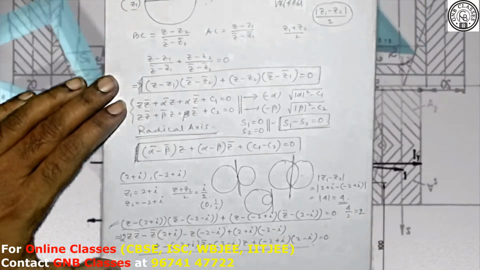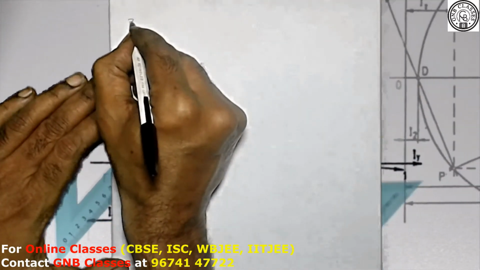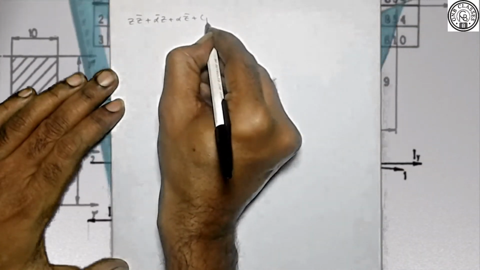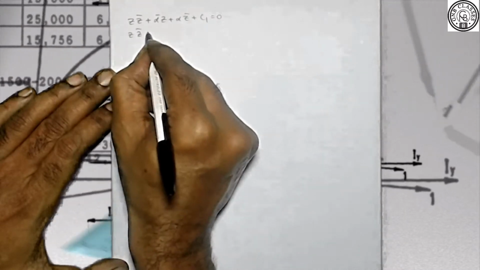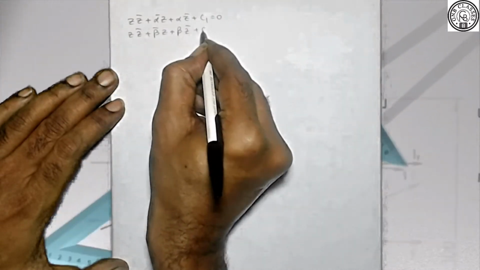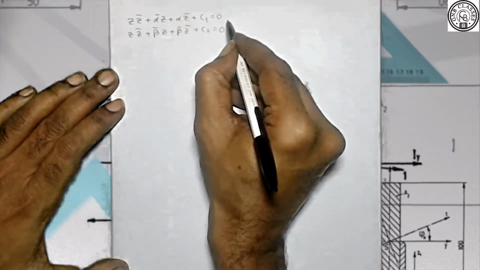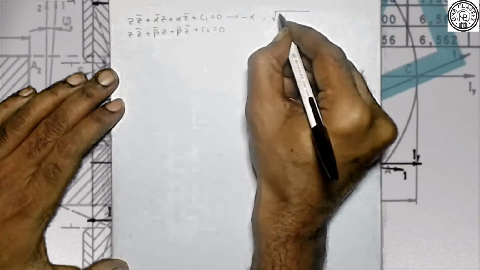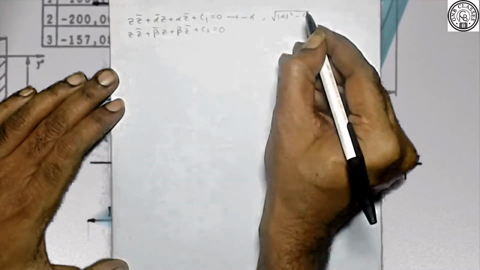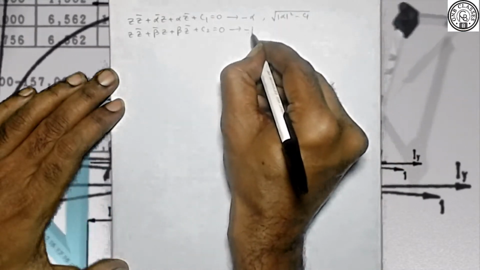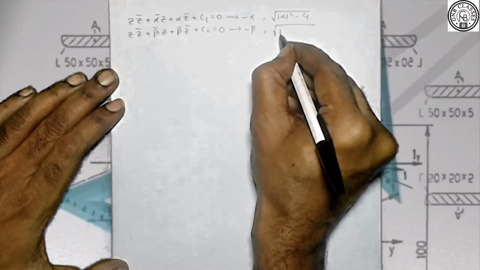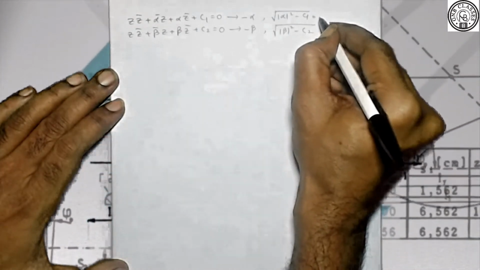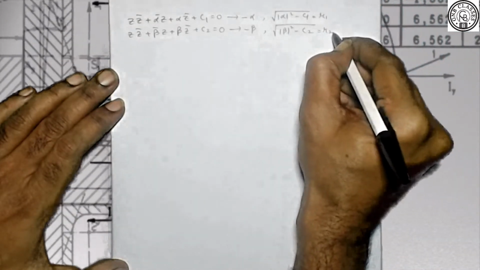Okay. Now suppose two circles are given on the complex plane. One is given, and another one is given. For the first circle, the center will be at minus alpha and the radius will be under root mod of alpha square minus c1. For the second one, the center will be minus beta and the radius under root mod beta square minus c2. Let me denote these radii as R1 and R2.